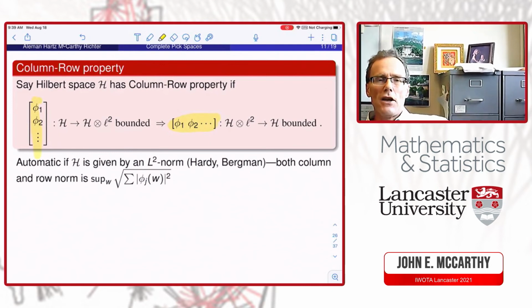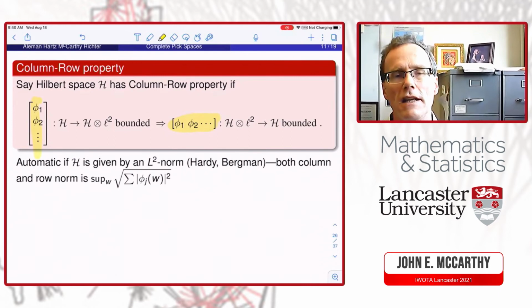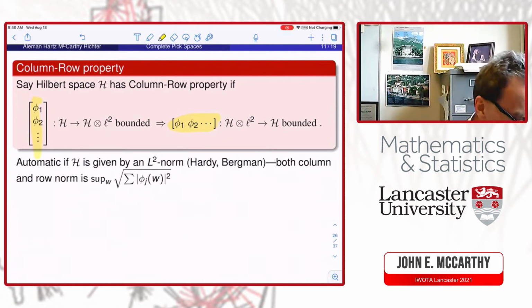So the column row property, notice I haven't taken an adjoint. Adjoints obviously are going to preserve norms, but I've taken a transpose. And transposes can be tricky. So for any Hilbert space whose norm is given by an L2 norm, like the Hardy space or the Bergman space, the column norm and the row norm are always going to be the same. It's fairly easy to check that it's just the pointwise supremum of the little l2 norm of the column over the set X. So you get the column row property automatically in Hilbert spaces that have an L2 norm. But the ones we're interested in have derivatives.